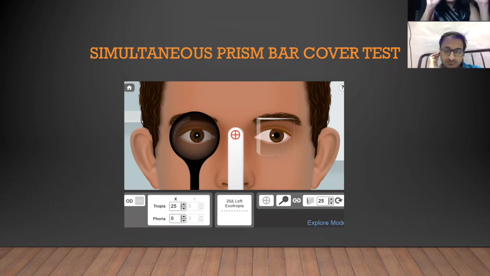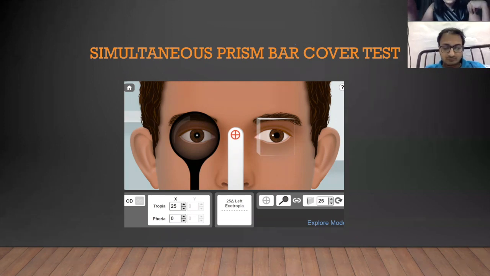This means that the tropia is neutralized at 25 prism diopters. So out of the 45 prism diopters, 25 prism diopters is the tropic component and the remaining 20 prism diopters is your phoric component or your latent squint. So that tells you only your manifest amount of squint. Is that clear?